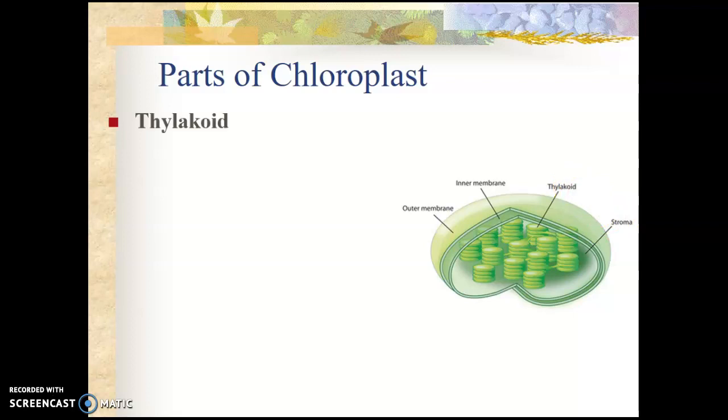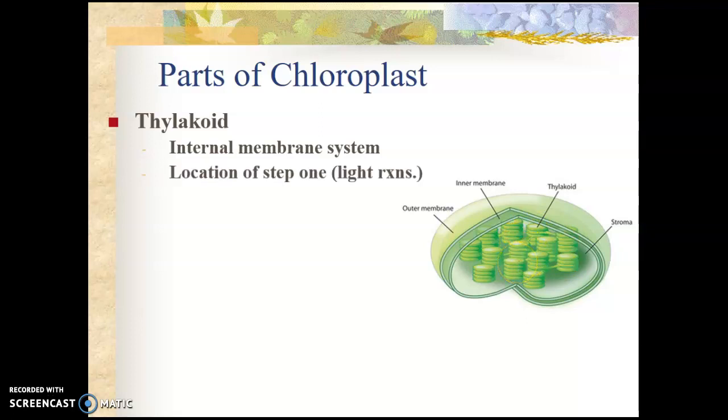So the thylakoid, we'll start with this. It's a whole intermembrane system. So we have all of these discs, and we have a stack of discs, and then these discs are connected to each other. This is where step one, or part one, of photosynthesis happens. Step one of photosynthesis is called the light reactions, or the light-dependent reactions. It depends on this portion of the chloroplast collecting light energy from the sun, or solar energy.